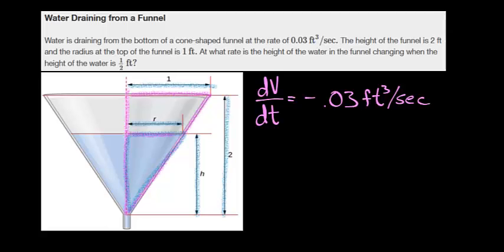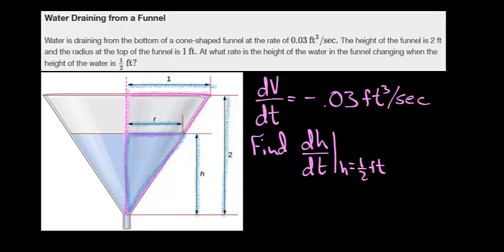Okay, so that's an important point. It matters if water is coming into the tank or going out. So be sure we understand that. The height of the funnel is 2 feet, and the radius at the top is 1 foot. And here's what we want to find. We always write down what we're given and what we want to find, and we want to find the rate at which the height of the water is changing whenever the height is equal to 1/2 foot.